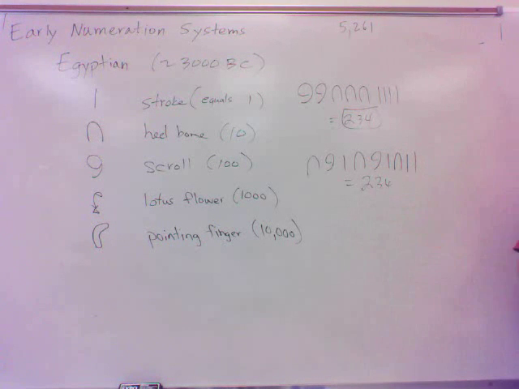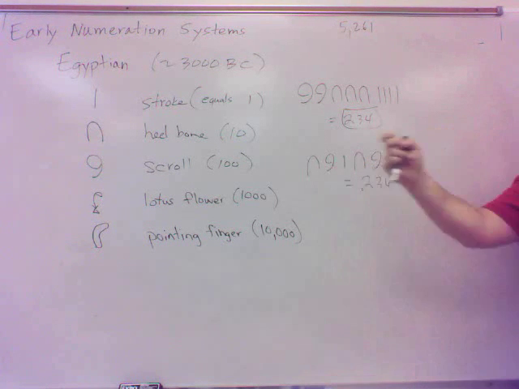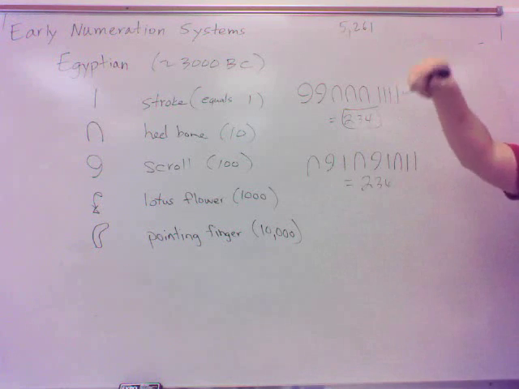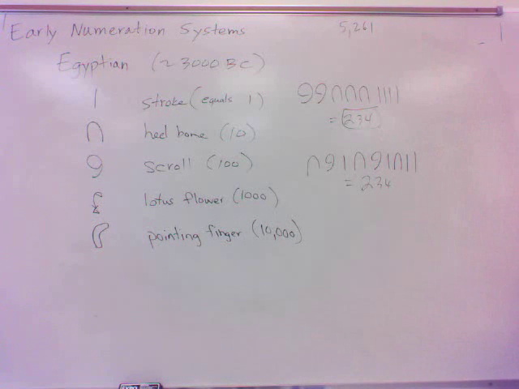Their symbols didn't have any place value whatsoever. In other words, it wasn't positional. Their system was not positional. The position of the symbol did not mean anything. The scroll was 100, whether it was here, at the end, at the front, in the middle. It doesn't matter. So their system was less complicated, I guess you might say, than ours.